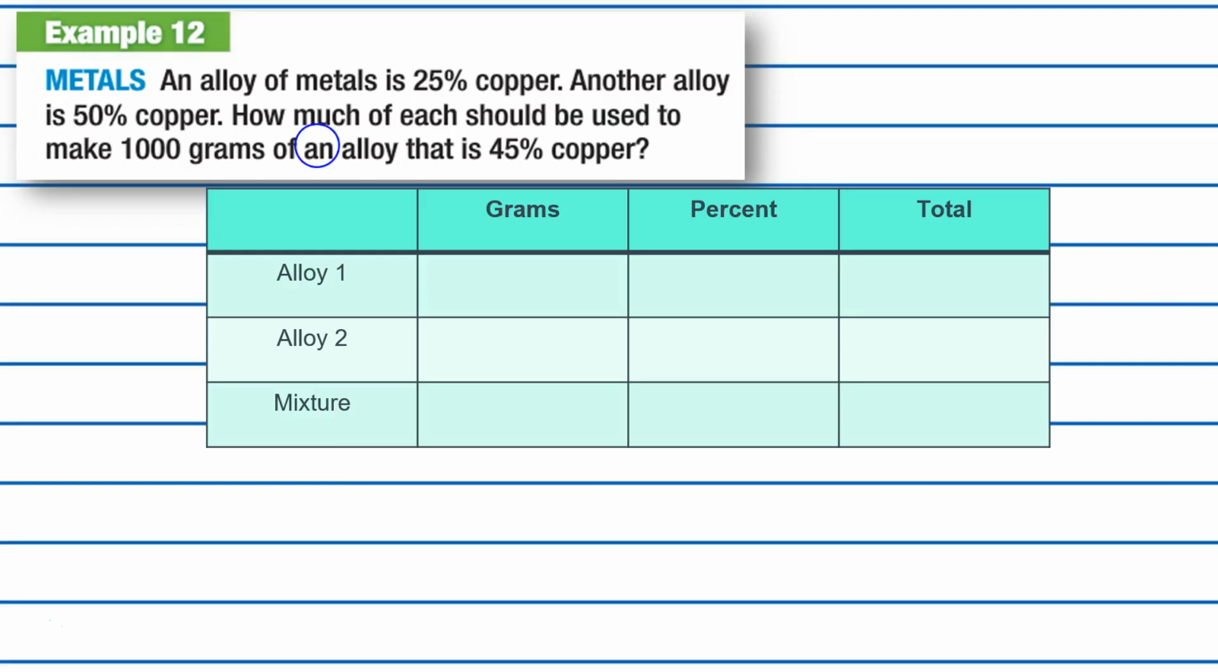Alright, example 12. An alloy of metals is 25% copper. Another alloy is 50% copper. How much of each should be used to make 1,000 grams of an alloy that is 45% copper?